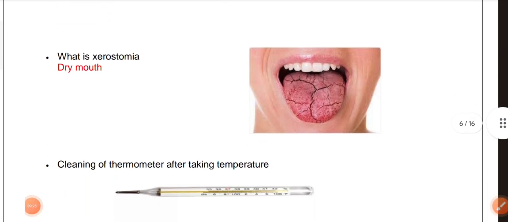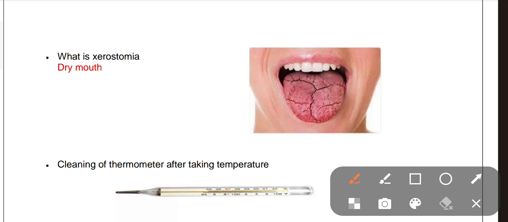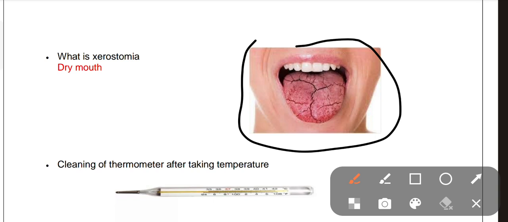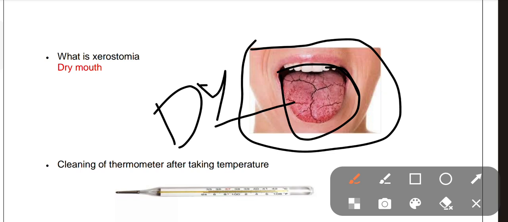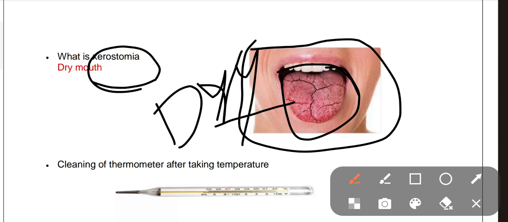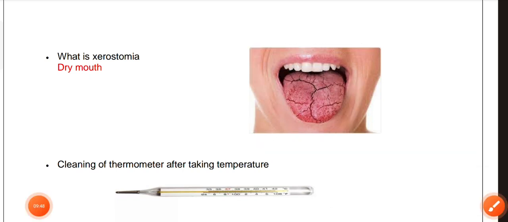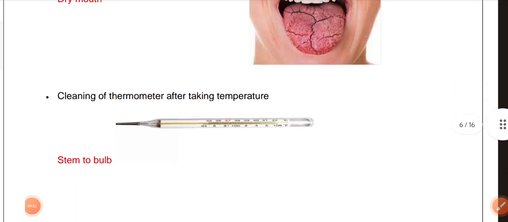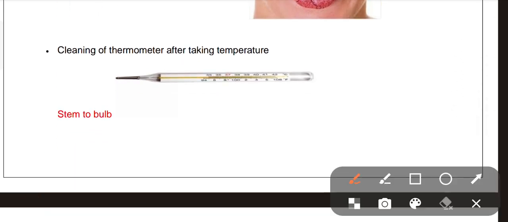And the next point is: what is xerostomia? If you see the picture here, the woman's tongue looks dry. Xerostomia is nothing but dry mouth or dry tongue. It is called xerostomia.